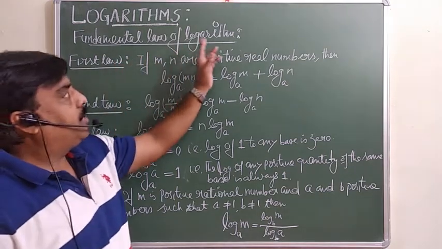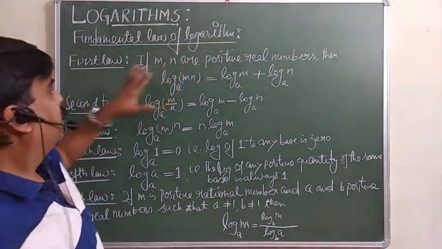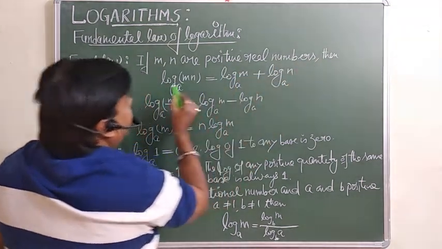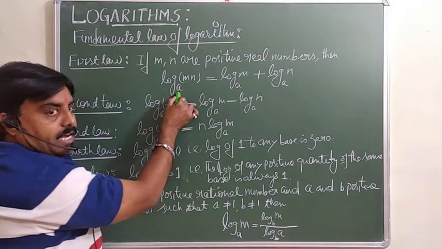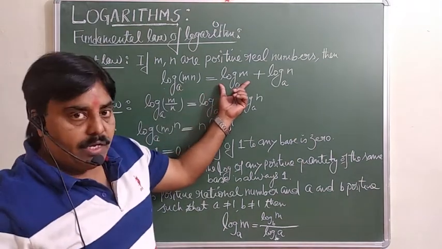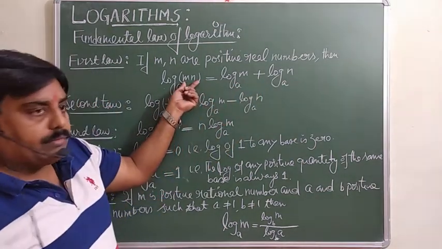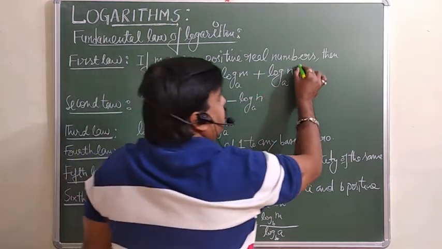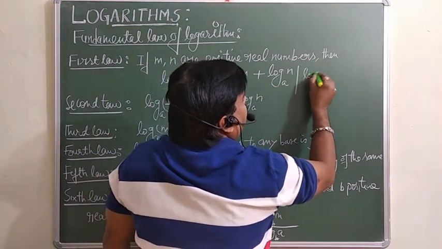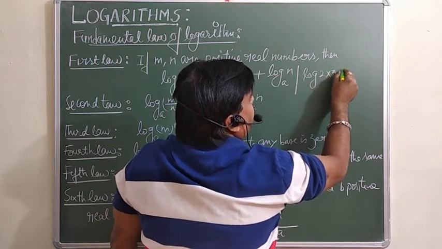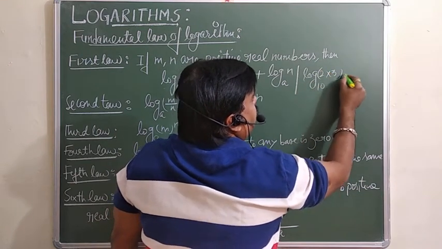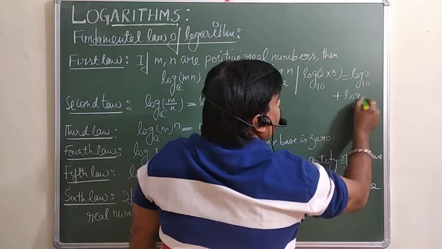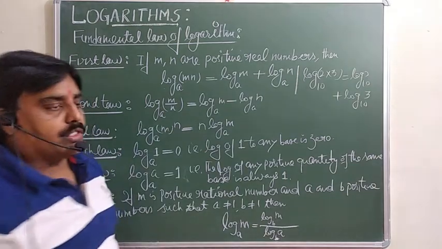Now the fundamental laws of logarithm are there. The first law: if m and n are positive real numbers, then log of m into n at any base is always equal to log m plus log n. Means if the product of the two numbers at any base is there, it is equal to the sum of the logs. For instance, suppose log 2 into 3 is given at any base, suppose 10. So this is equal to log 2 base 10 plus log 3 base 10. That will be equal to the sum only.